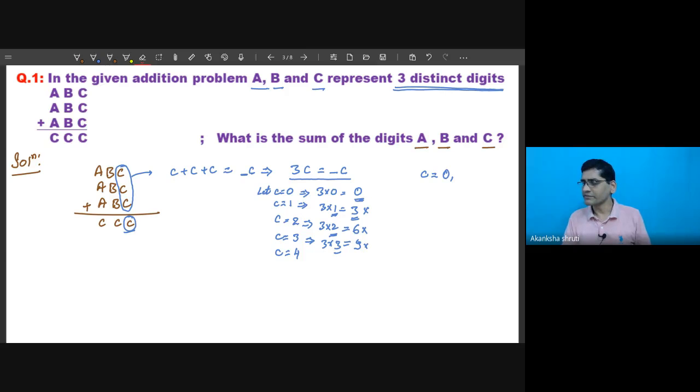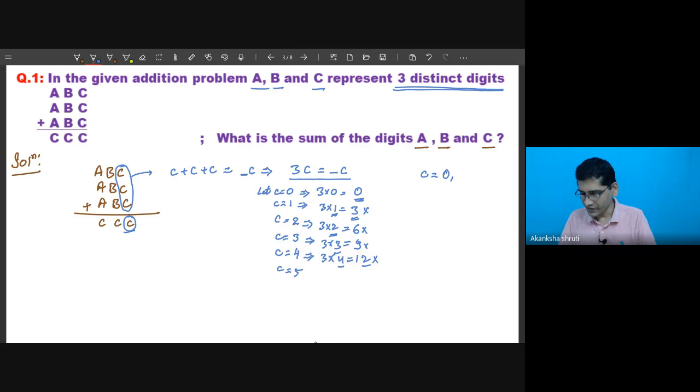Once we practice more questions, we can very quickly identify. If we are taking 4, 3 into 4 is going to give us 12. In this case, we are getting the carry, but the unit digit of this sum is 2, while the unit digit of the number which is going to be added is 4. So this is also not possible.